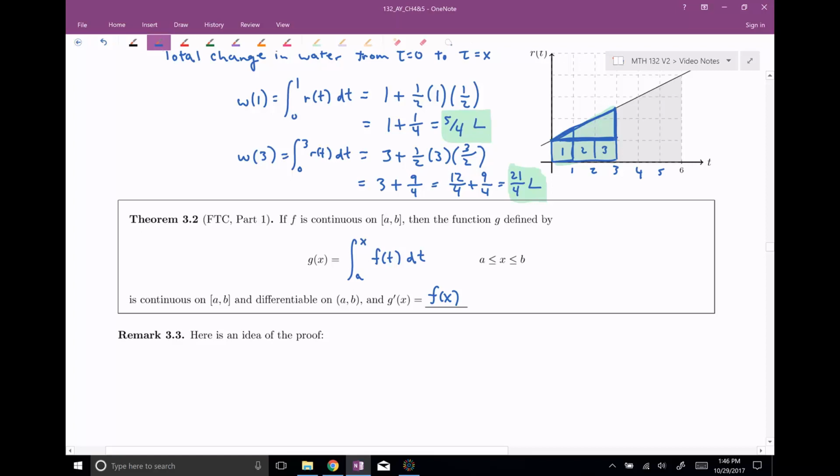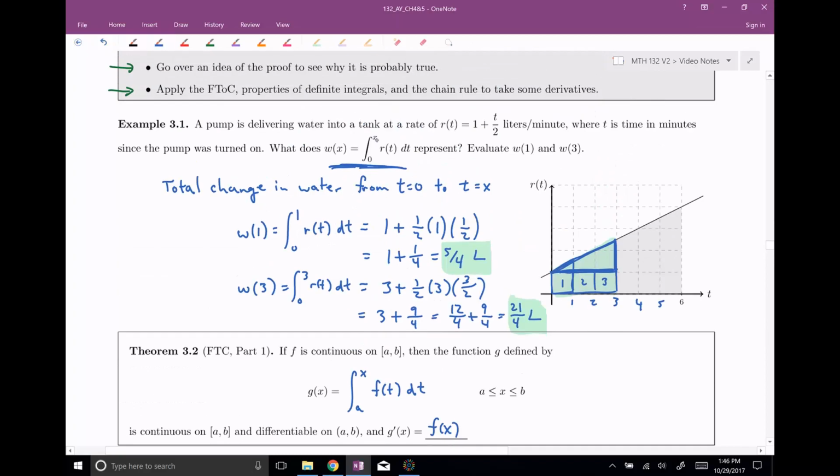So on one hand, this is rather remarkable that the derivative and this definite integral cancel each other out. On the other hand, it's kind of expected, right? Because if we think of r of t, or in this case, I guess, f of t, as some rate of change function, and when we integrate, we get total change. And then we ask, from that total change, what is the rate of change? What is the instantaneous rate of change? AKA, what is the derivative?